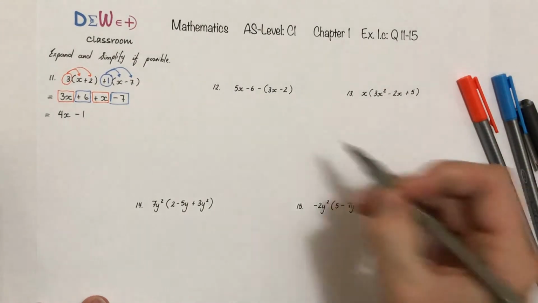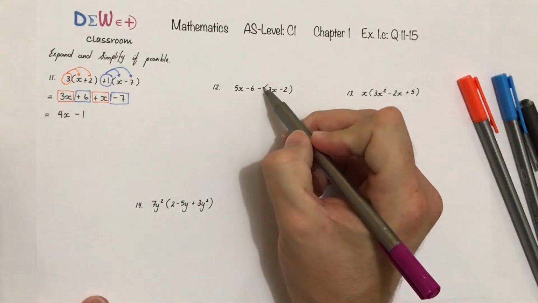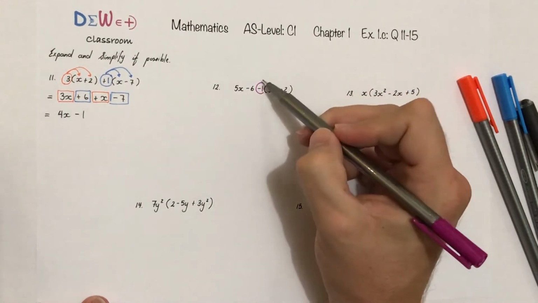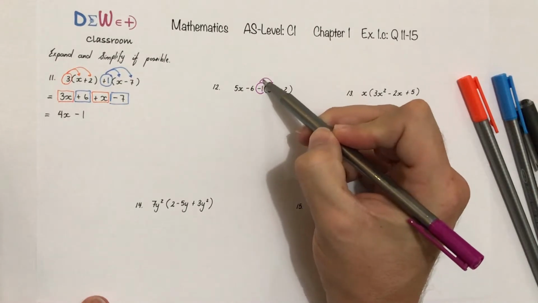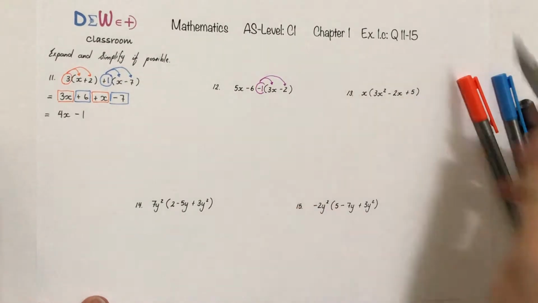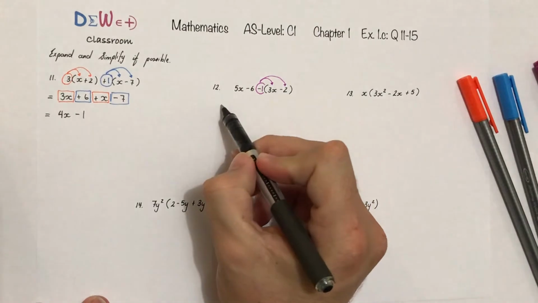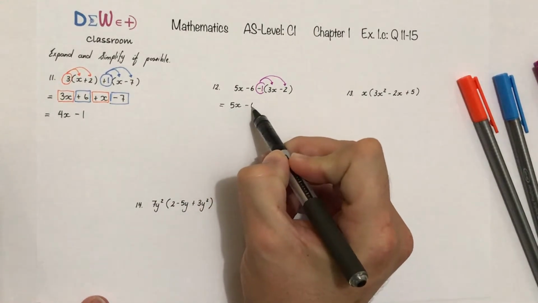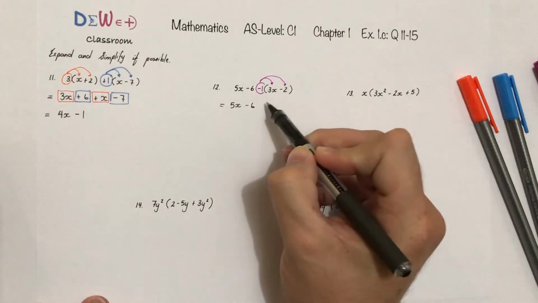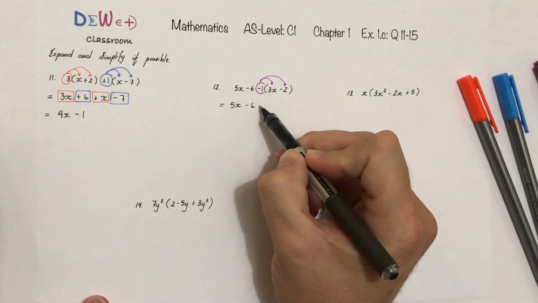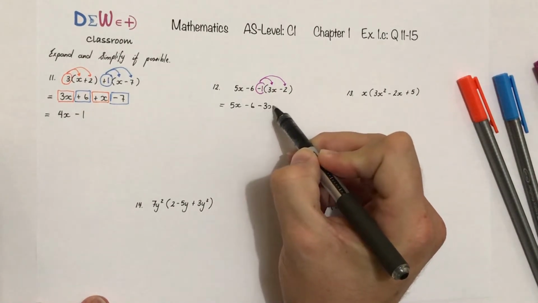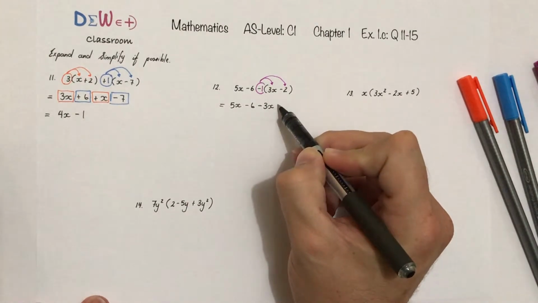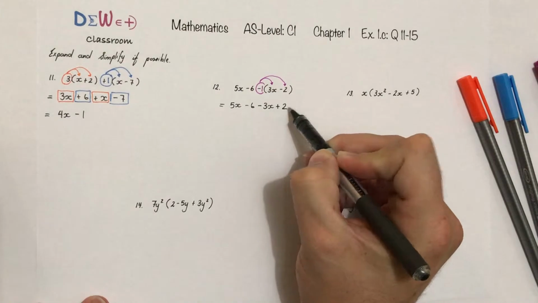In this case, 5x minus 6, and here you have a minus 1 outside. This is your term outside of the bracket, and it must be multiplied with each term inside of the bracket. So we rewrite our expression. So it is 5x minus 6 minus 1 multiplied by 3x gives you minus 3x, and minus 1 times minus 2 gives you plus 2.